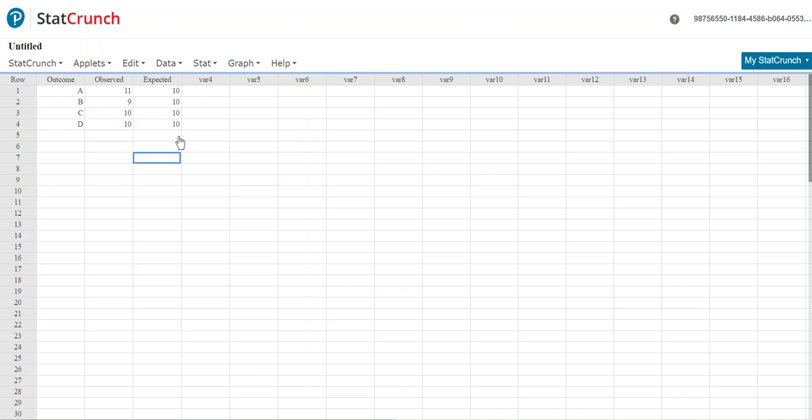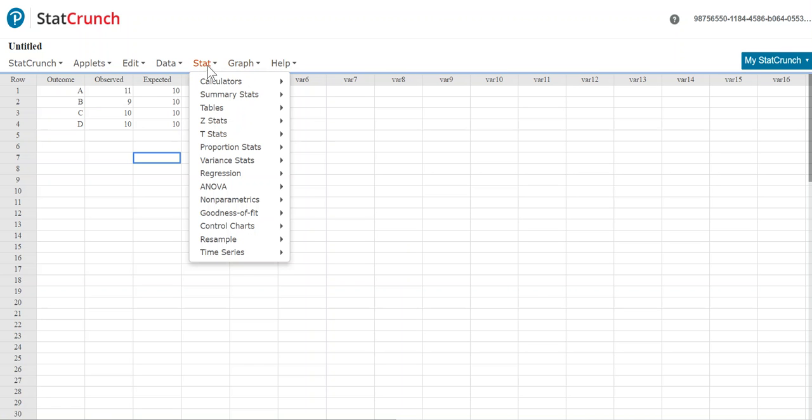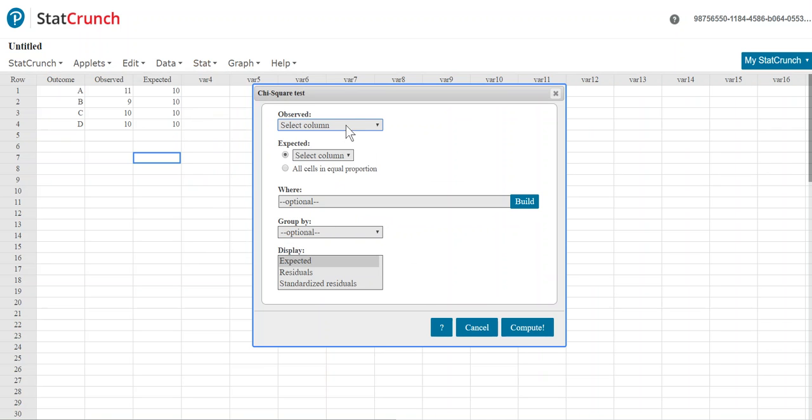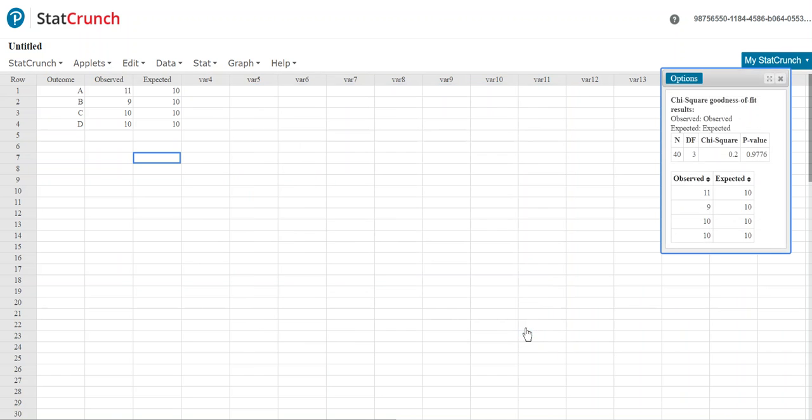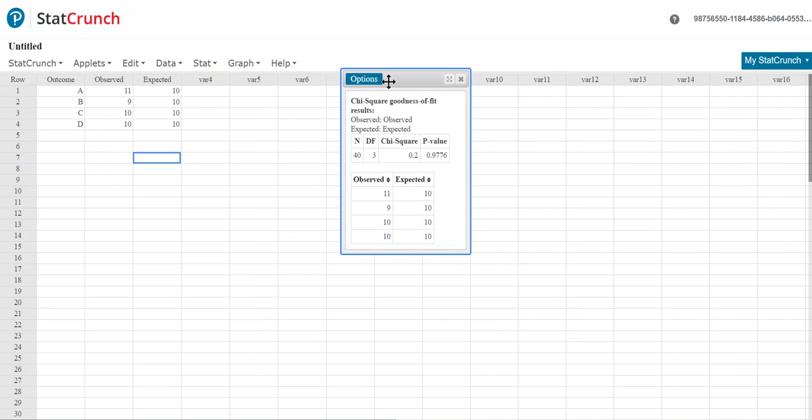Now, to get the test statistic, you're going to go to Stats, Goodness of Fit, chi-squared test, and you're going to select Observed for the observed column, and for expected, you'll choose expected. You don't have to show that expected. If they're all equal, you can just check that box. And then you click compute. And this is what you're going to get.